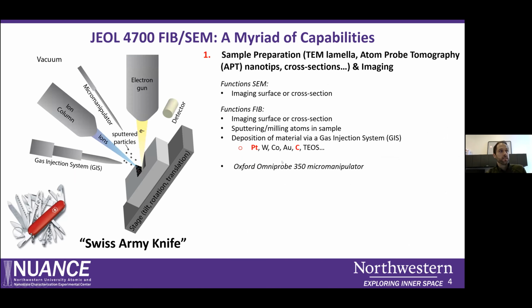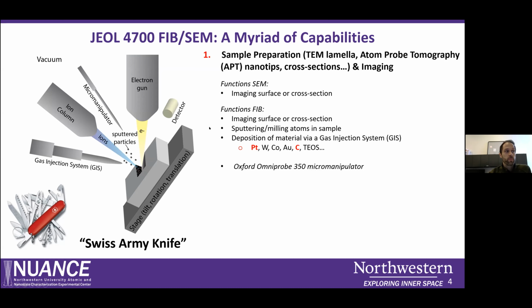Now, the 4700 has a myriad of capabilities, and most of those that I'll discuss today are with regard to sample preparation. So you can create TEM, small, tiny, transparent samples. You can even create atom probe nanotips, cross sections that I already mentioned. So I like to think of this tool for sample preparation kind of as a Swiss Army knife. So it has multiple functions, and you can create all kinds of shapes and structures on the micro to nanoscale even.